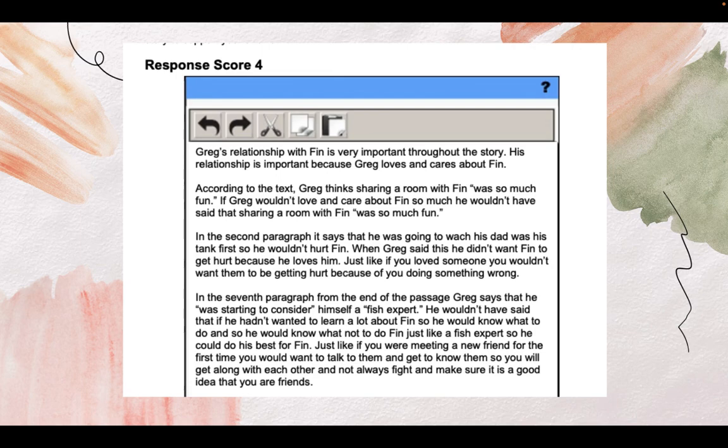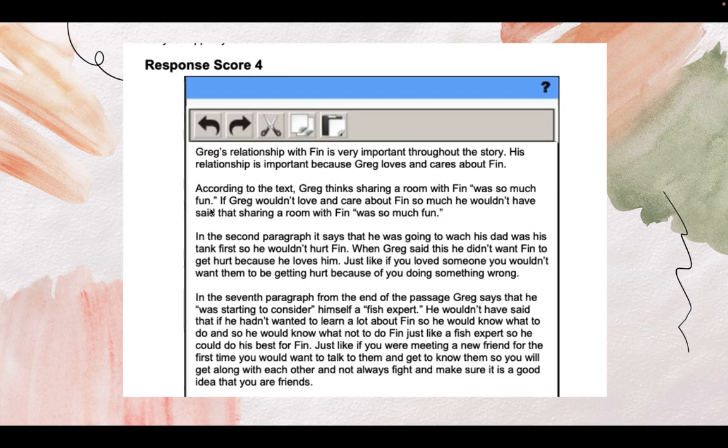It said, "Greg's relationship with Finn is very important throughout the story. His relationship is important because Greg loves and cares about Finn." Okay, so when I'm thinking back to the rubric, we needed to have an effective lead that told the reader what we're going to write about. The student did so right here at the beginning.